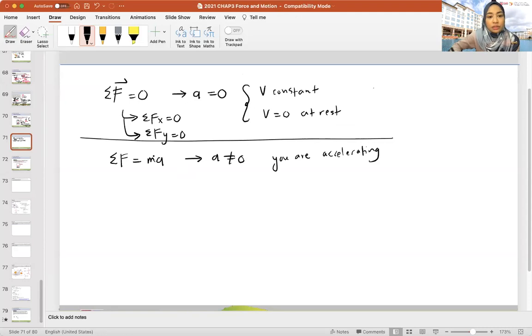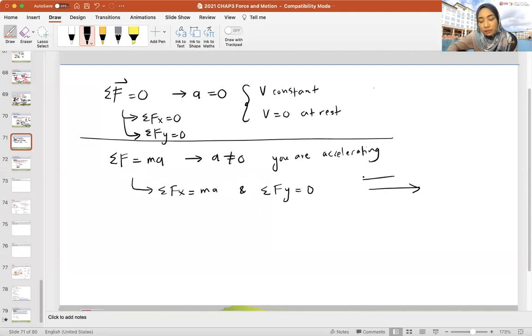Okay. So then we talked about objects that are accelerating or in linear motion. So the net force is equal to ma, but this does not necessarily mean for both y and x. So maybe net in the Fx is equal to ma, and net in the Fy is equal to 0. This means that you are moving to the right or to the left.